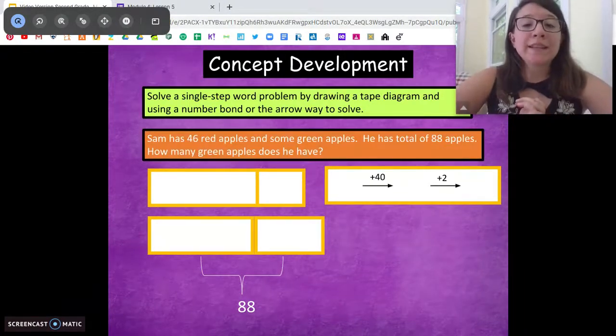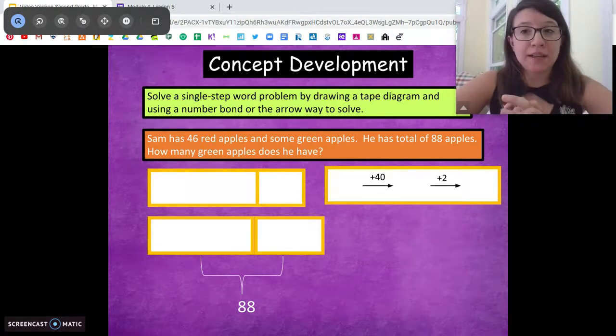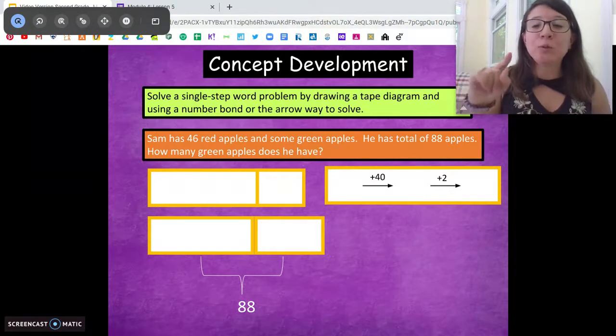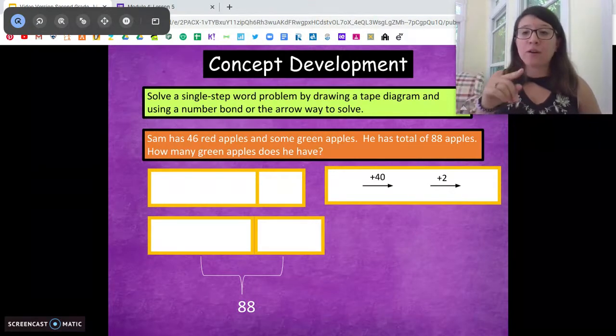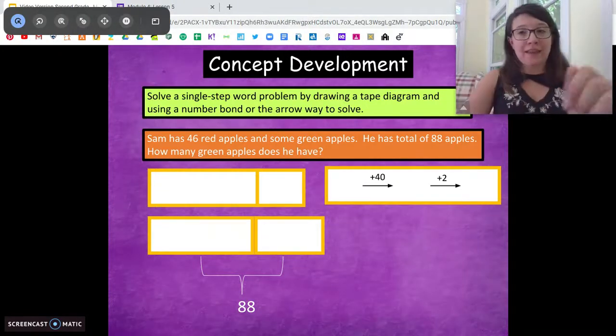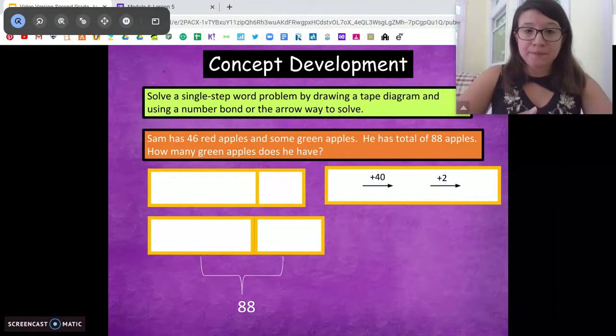Sam has 46 red apples and some green apples. He has a total of 88 apples. How many green apples does he have? Don't solve yet. I want you to pause, talk to someone at home about what this problem is asking and how this one is different than the last one. So pause, talk about those things now.